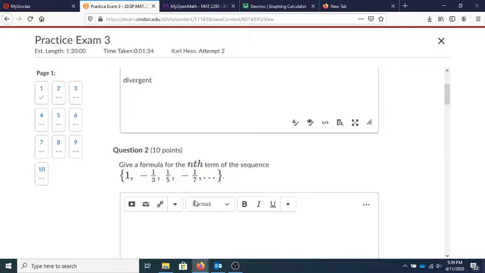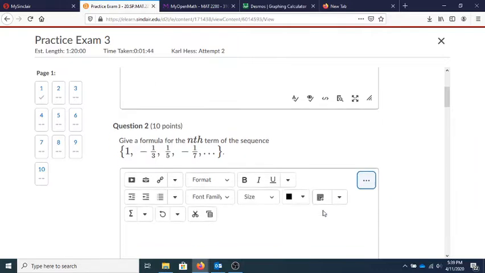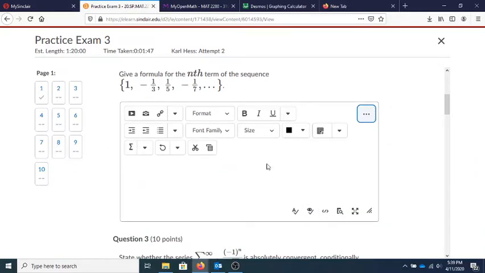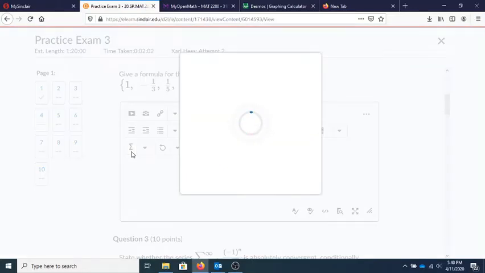Alright, now since I'm typing a formula on this problem, I'm going to have to come over here to the upper right hand corner of my question box and click on these 3 little dots. That expands my menu of things that I can insert in here. And one of the things I can insert is an equation. And I get to the equation editor by clicking on this little sigma symbol, which is kind of pertinent to what we're doing right now.